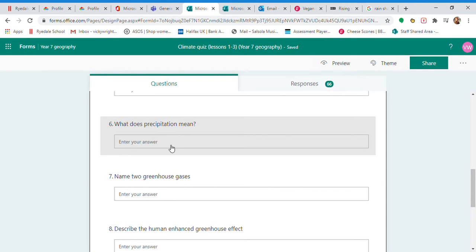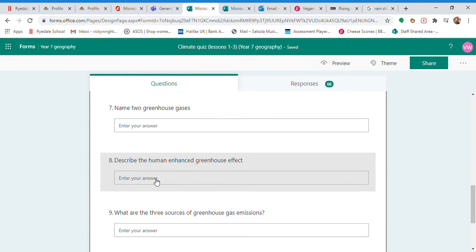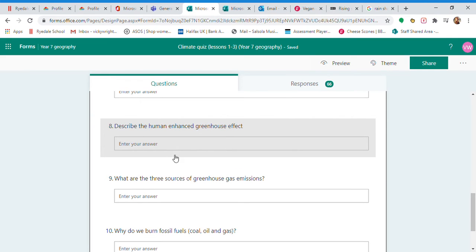Precipitation is rain, snow, hail, any kind of version of water that comes from the sky. Two greenhouse gases, the two you should have got are carbon dioxide and methane. They're the two ones that we've looked at. Human enhanced greenhouse effect is where we add to the layer of greenhouse gases, which makes that layer thicker, which means less heat can escape into space and it heats up our planet, so it causes climate change. Okay, you can go back to the video where I talk through that if it helps.